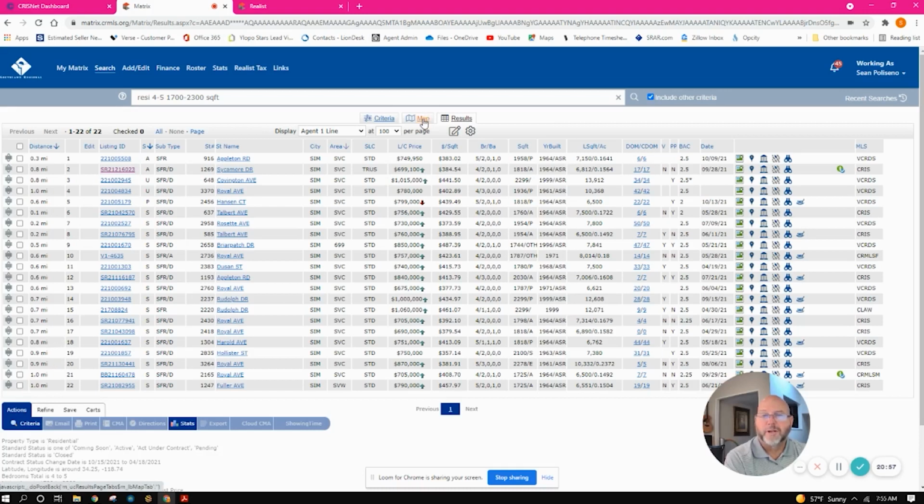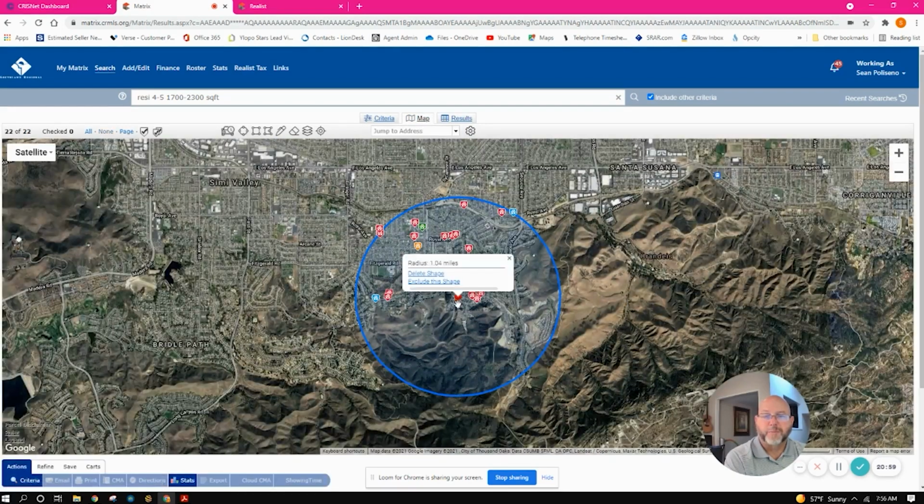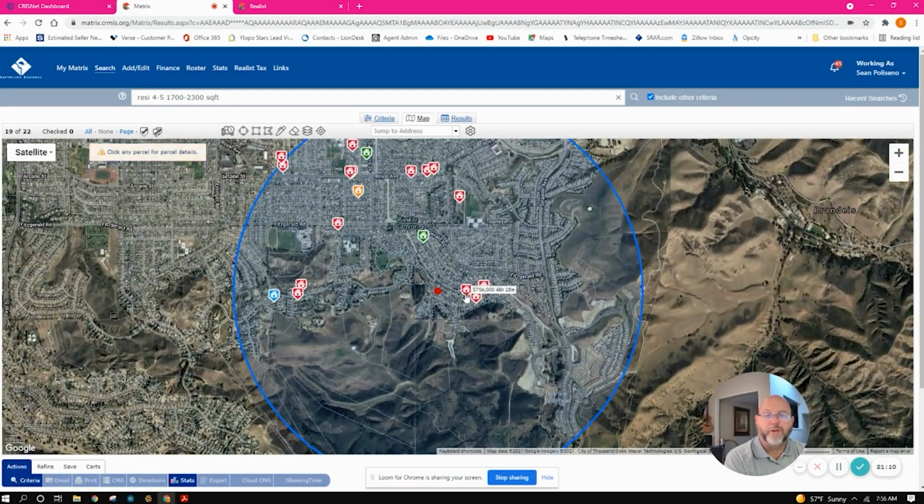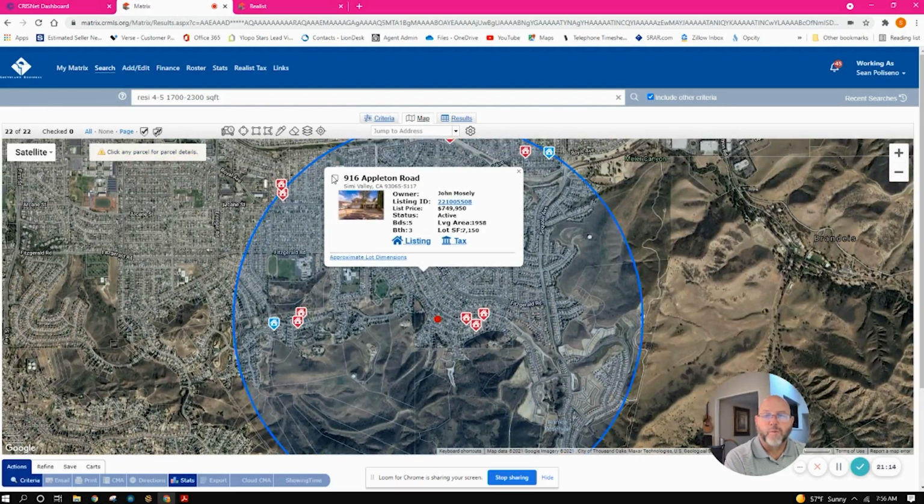Because remember, if you look at the map, there's our subject property, and there's all the property around it. So we're going to try to stay within a close proximity. Now, remember, we had properties. We're going to go over here. These, the red are sold, the green are active. So we're going to take this and click this, and there's one on Appleton.